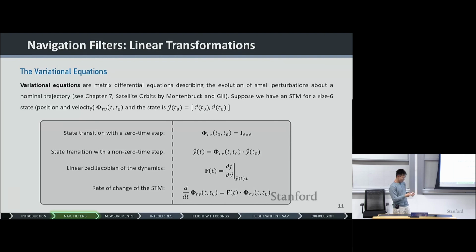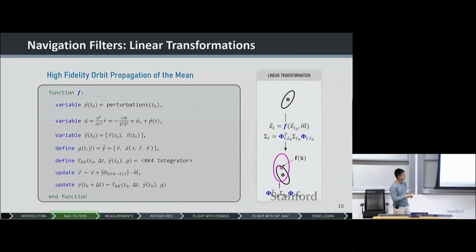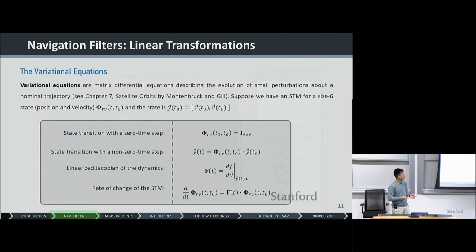So I know I can compute what f is, right? I have a perturbation model. I have some model that tells me what is the J2 effect on top of 2 body. Now, how do I actually get them into a state transition matrix form? And what the variational equations tell us is there are 4 facts. The first fact is any state transition that has a zero time step is just identity. That sounds like a very obvious fact, but it's actually very important because this is going to be your initial condition.